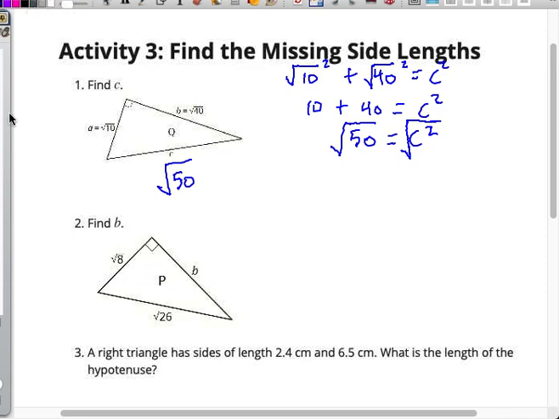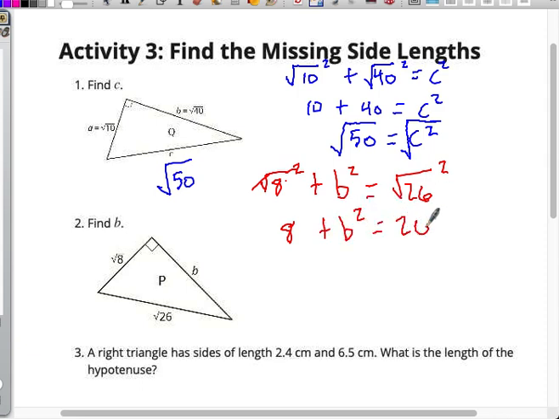I'm going to switch screen colors so we don't run together here. It would be 8 squared plus B squared equals the square root of 26 squared. Just like the last one, the square root and the square symbols cancel each other out. They vaporize each other. So we have 8 plus b squared equals 26.